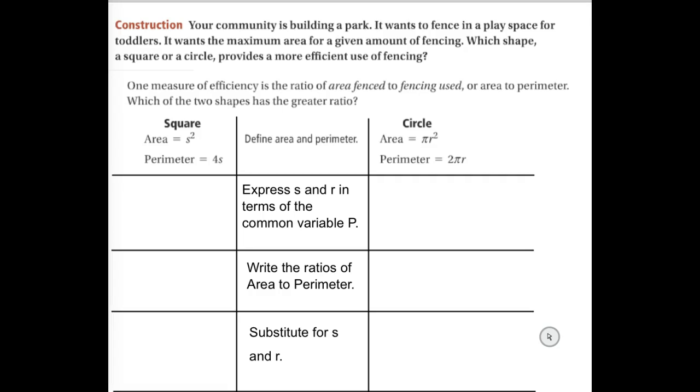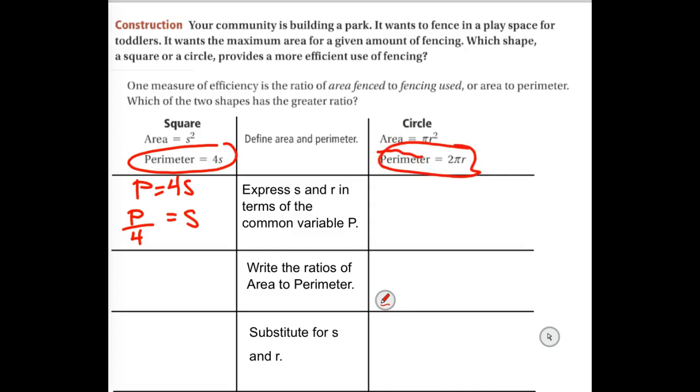So what we're going to do is take both the perimeter formulas and solve for S and R. That's my first step. Perimeter equals 4S. If I want to solve for S, I get perimeter divided by 4. For the circle, I'm going to do the same thing. I'm going to take that perimeter formula, which is really our circumference formula. If the perimeter equals 2 pi r, we can solve for r by taking perimeter divided by 2 pi.